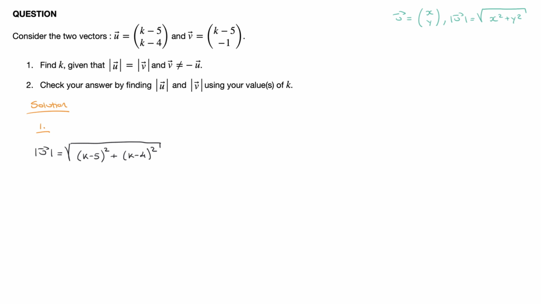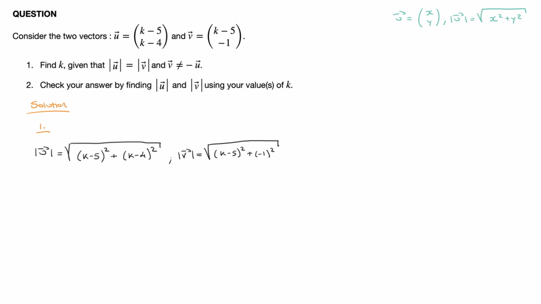For now, let me quickly write something similar for the magnitude of vector v. So the magnitude of vector v will be equal to the square root of k minus 5 squared plus negative 1 squared. And again, make sure to write both of those in parentheses, so that's k minus 5 in parentheses squared plus negative 1 in parentheses squared. And all of that's under a square root.